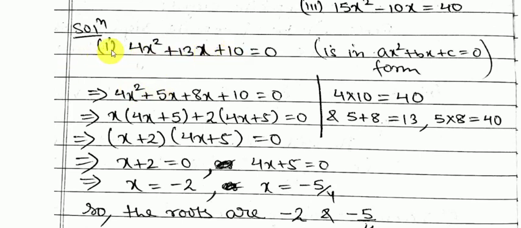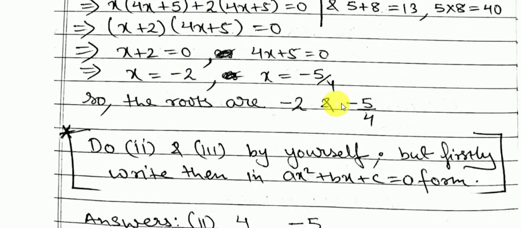First you have to multiply a and c. Here a is 4 and c is 10, so 4 into 10 is 40. Now you have to look for two numbers whose product is 40 and sum is 13, so that is 5 and 8. After that, 13x can be written as 5x + 8x, and then you just simplify it, and we will get the roots.